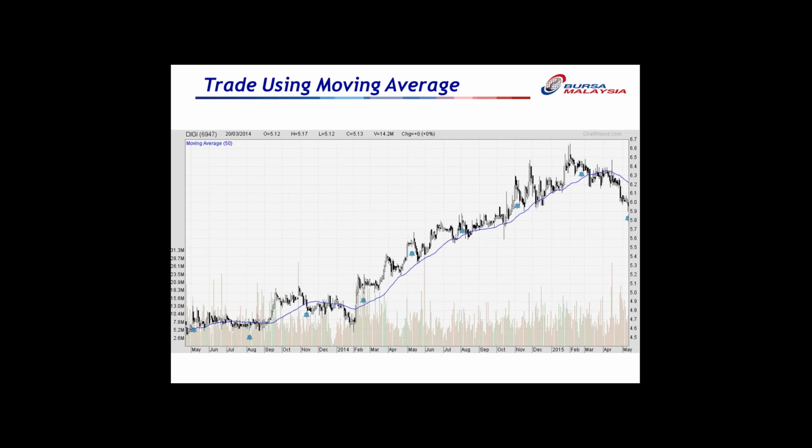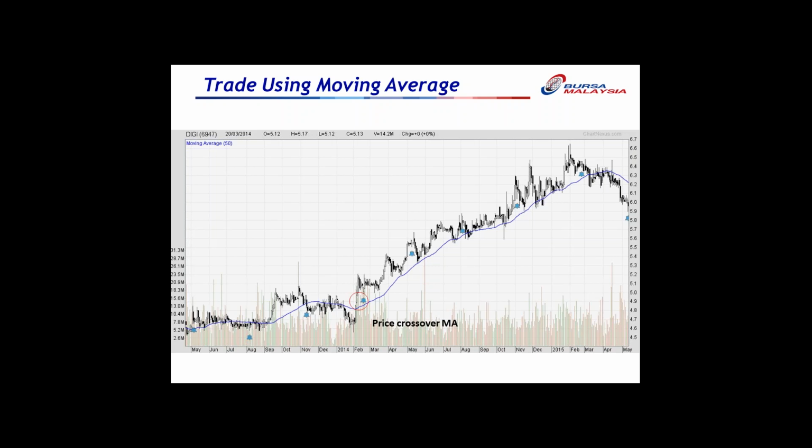Now, next is how to trade with moving averages. I teach you so many theories, but academic terms will not help you unless I teach you how to use them. So I will just give you one simple strategy. In this case, we just buy when the price touches the support. Now, let's take DG as an example.